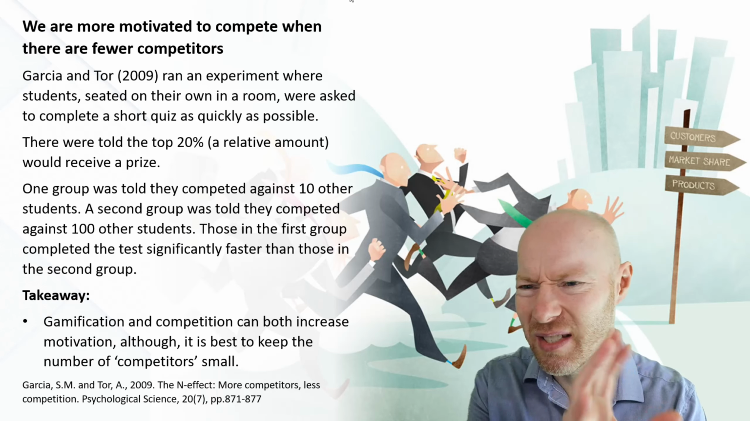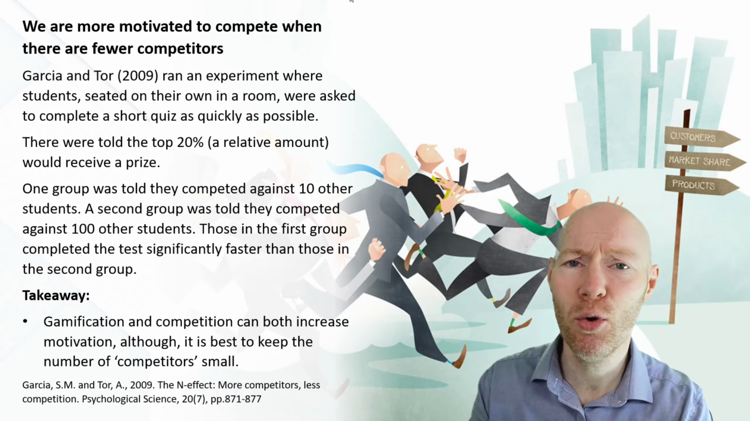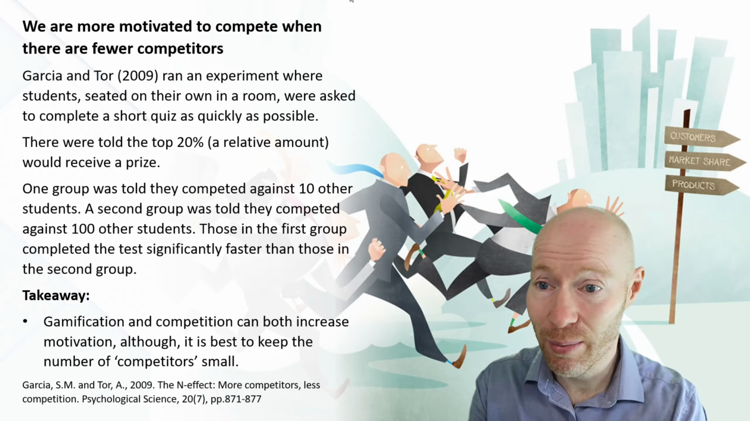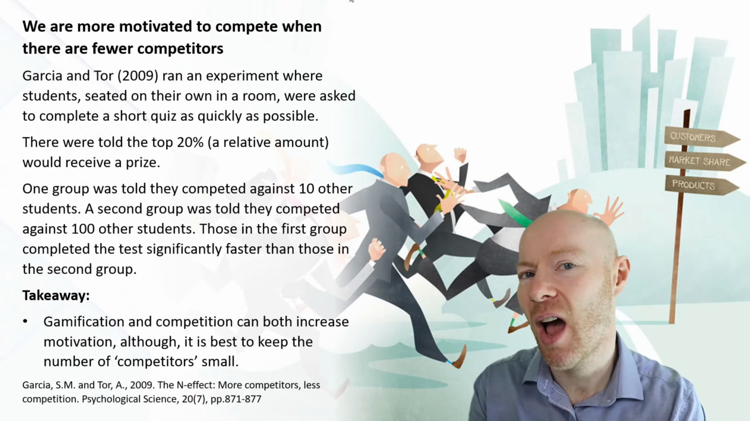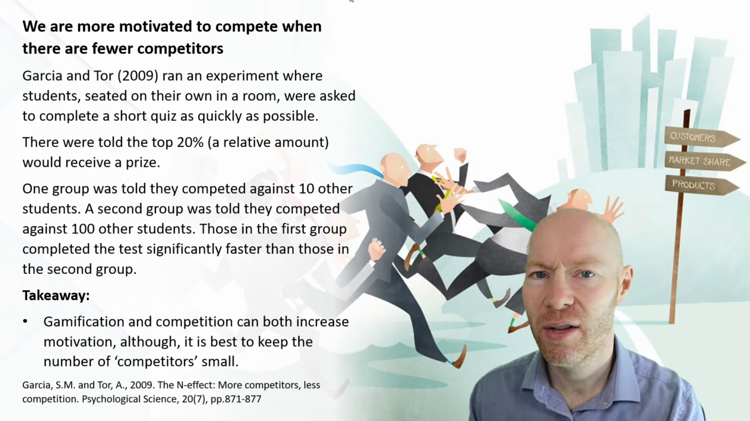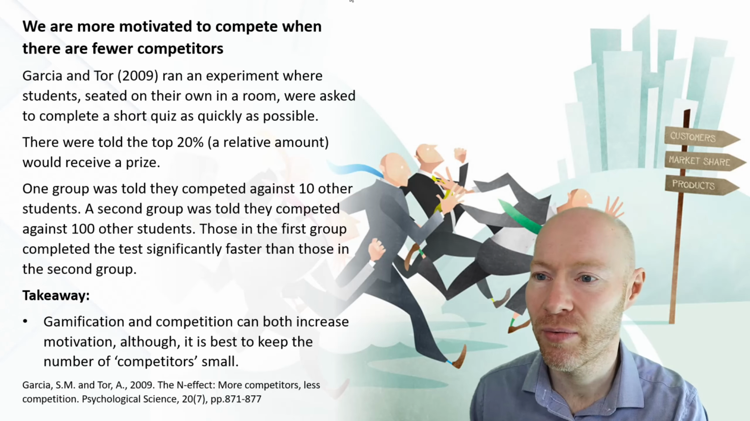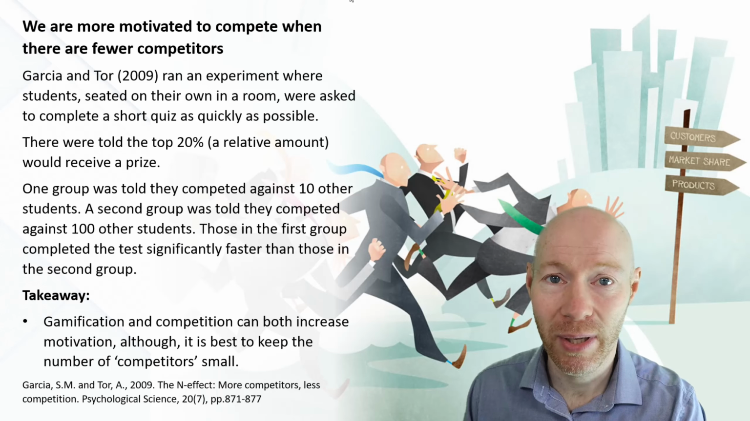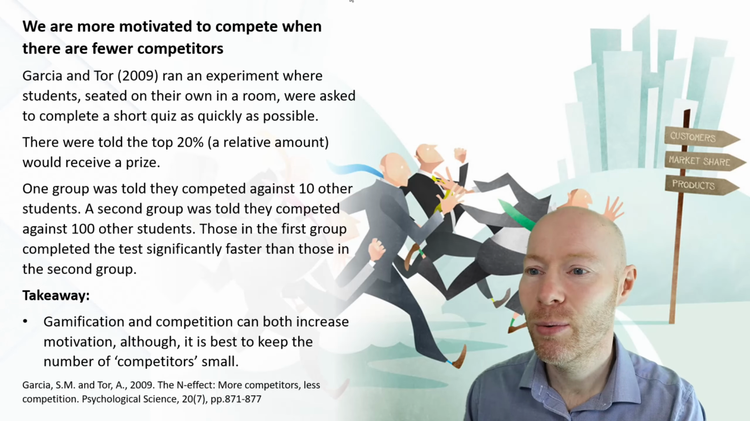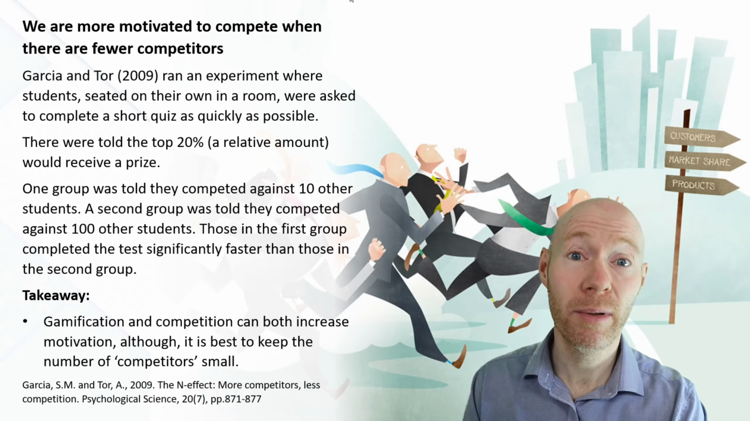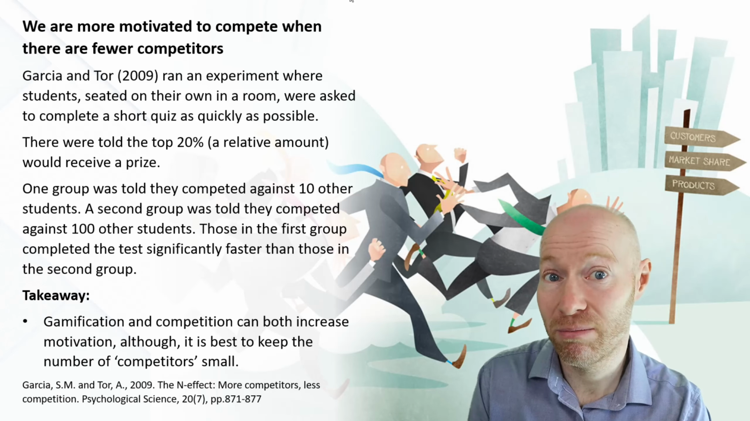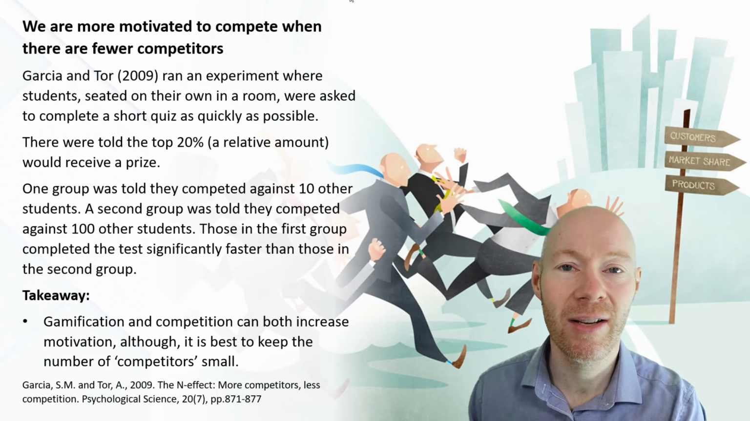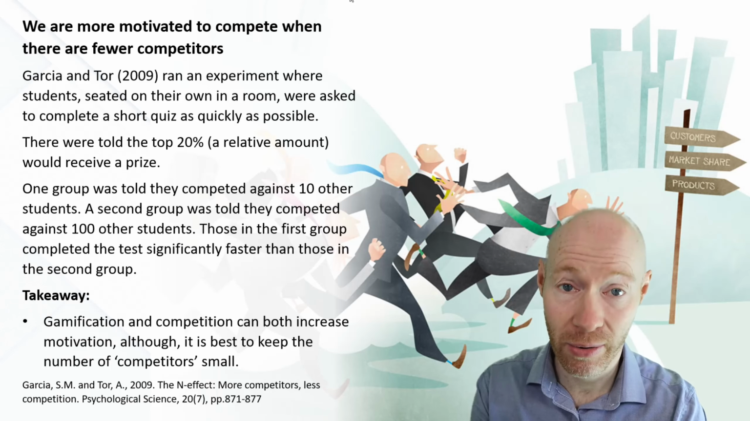So it's really a group size of 11, but let's assume the top 2 people would get a prize. The second group were told, actually, you're competing against 100 other students. So 20 will get a prize overall. They measured how long it took students to complete the task. And those in the small group, even though they had the same chances, so to speak, of success, completed significantly faster than those in the larger group.